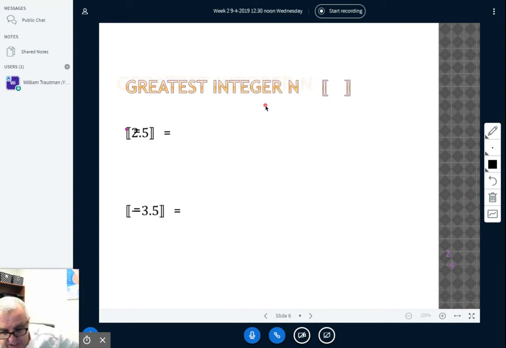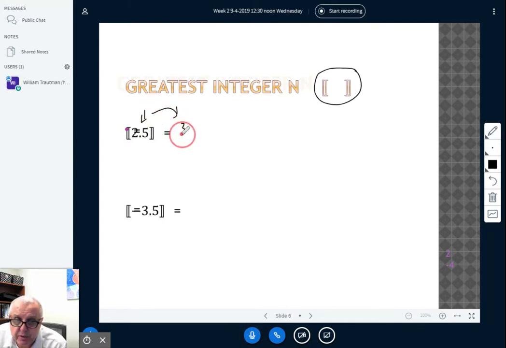Normally, I wouldn't even talk about this, but since we have a homework problem, I wanted to show you this symbol in math. And that's called the greatest integer function. So the greatest integer function in this case is when you look at this decimal number, the greatest integer, if you look at 2.5, the next integer would be 3.